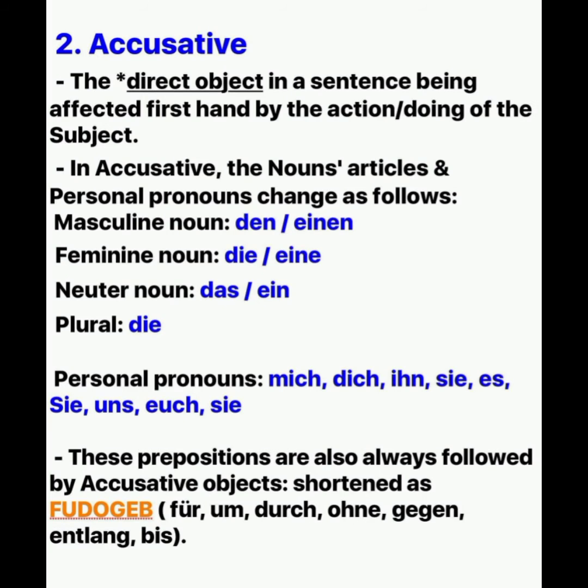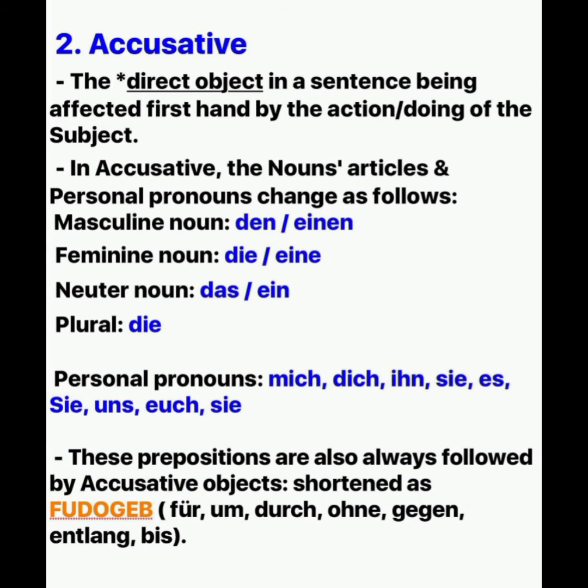So F, which is für, which means for, and then you have durch, which is through, ohne is without, gegen simply means against or into, and then finally entlang is along, and then bis, which means till or up until. Okay, so also whenever you see those prepositions, the following article or the following thing, you also put it in the accusative. Are we together?